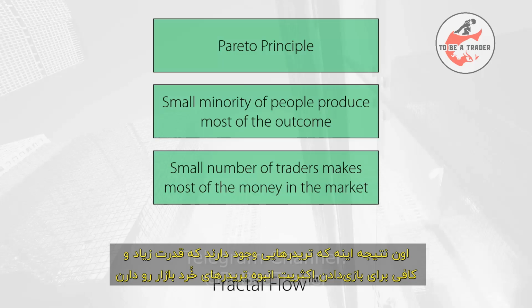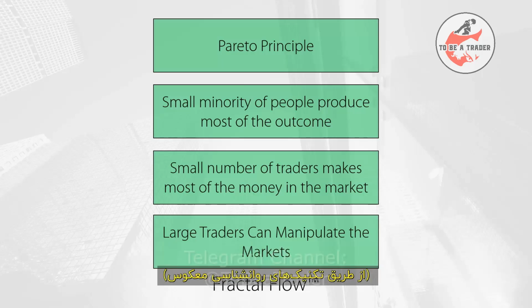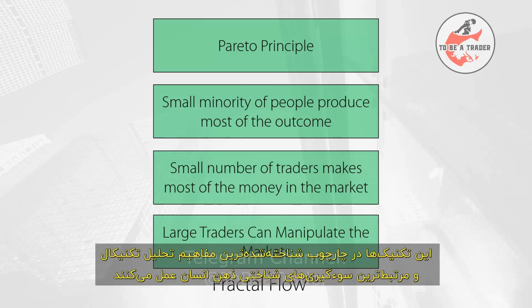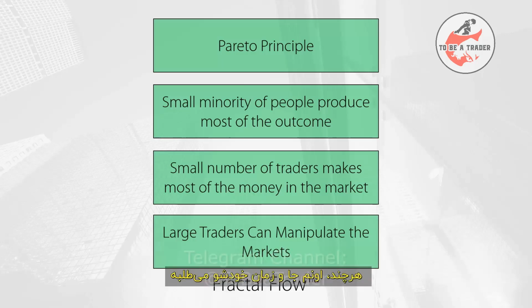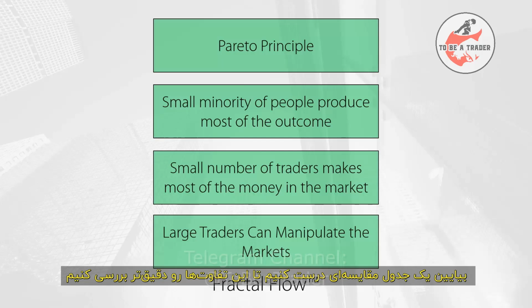The conclusion is that there are traders powerful enough to maneuver the vast majority of retail traders in the market through reverse psychology techniques. These techniques work within the context of the most well-known concepts of technical analysis and the most relevant cognitive biases of the human mind. However, there is a time and a place for that. In this lecture we are focusing more on the main differences between good and bad technical analysis. Let's create a comparison chart to observe these differences more clearly.